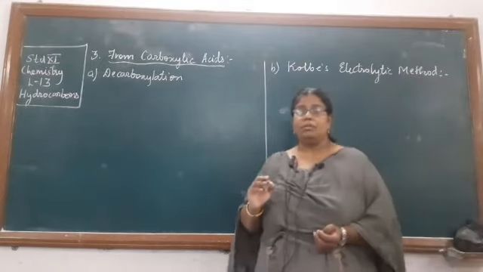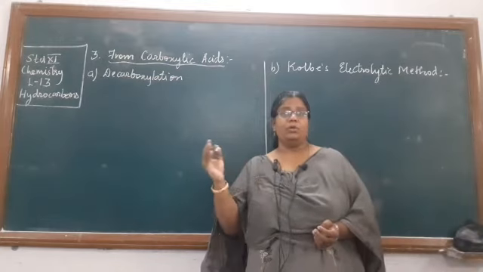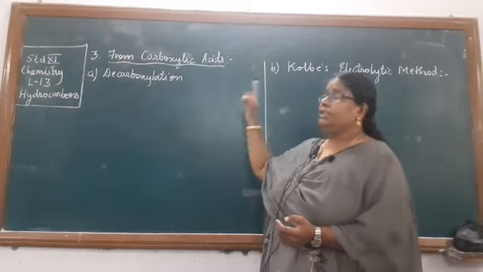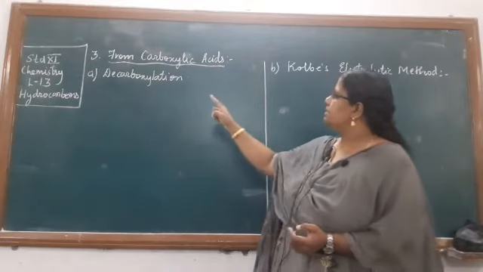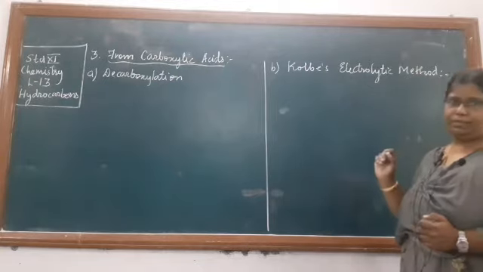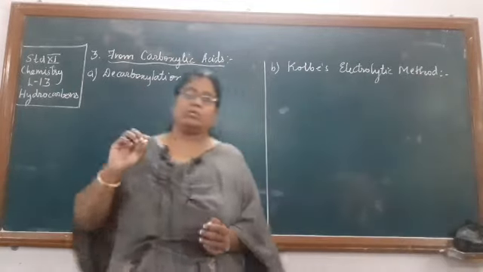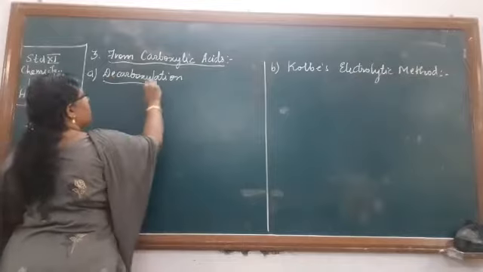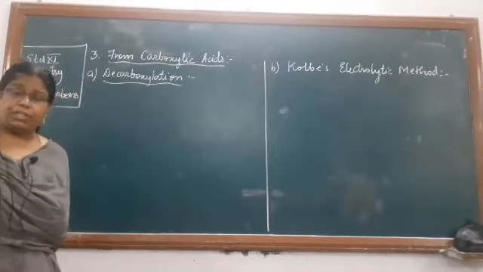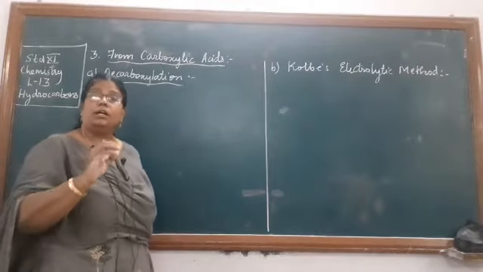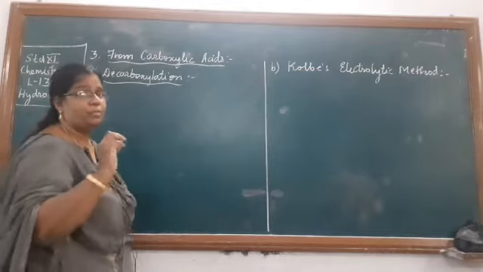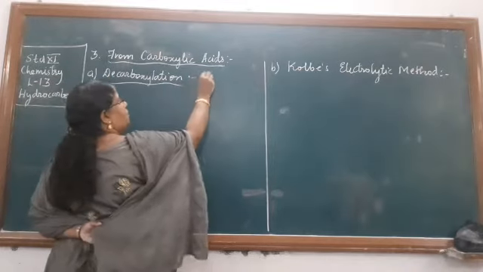Now when I say carboxylic acid, it is a COOH group organic compound. There it includes two methods, that is decarboxylation and the other is called the electrolytic method. Now when I say decarboxylation, what is decarboxylation? It means you are removing a molecule of carbon dioxide from an organic compound. That process is called decarboxylation.